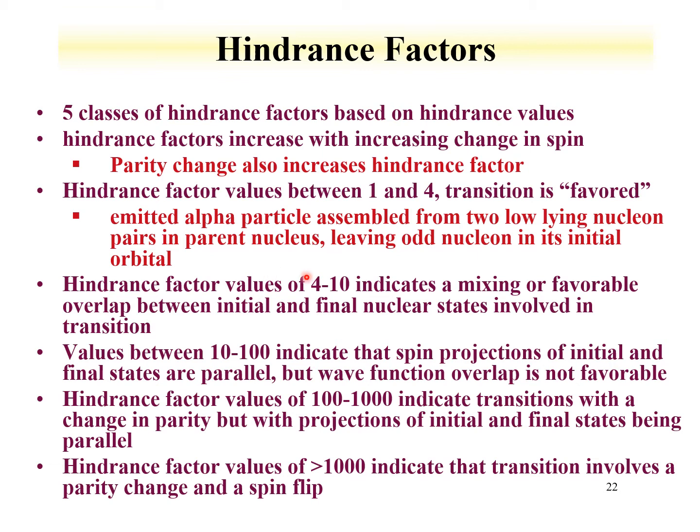10 and 100 usually means that the spins of the initial and final states are going to be the same, but the wave function overlap is not favorable. Higher factors indicate that a change in parity is going to occur, but with projections of the initial and final state being parallel, and hindrance factors of 1,000 or greater indicate that the transition involves a parity change and a spin flip. So fundamentally from this information, hindrance factors go up when changes from the parent to the daughter become more involved in terms of having to change spin or having to change parity.